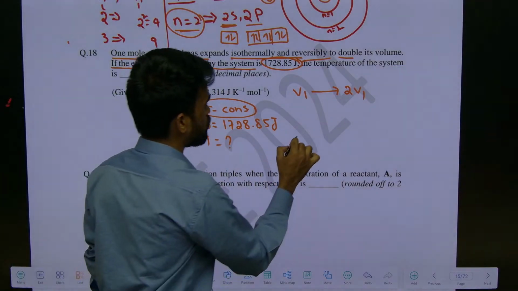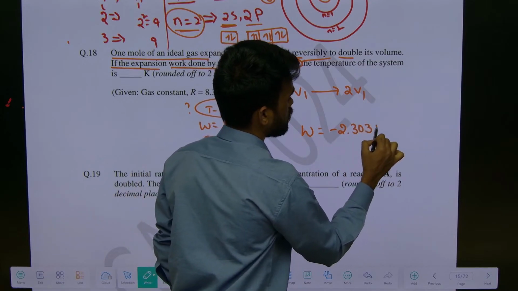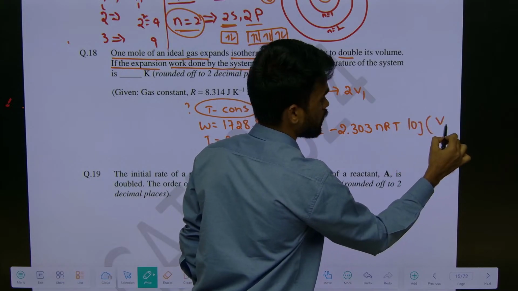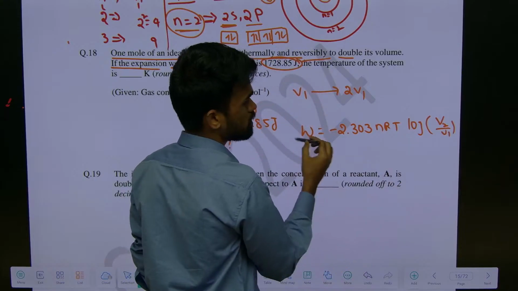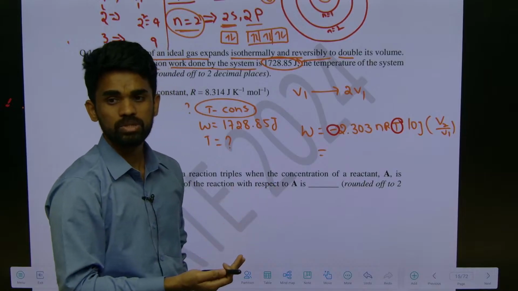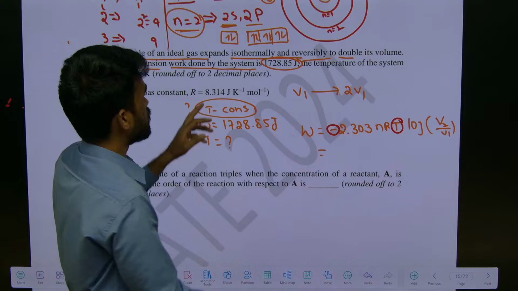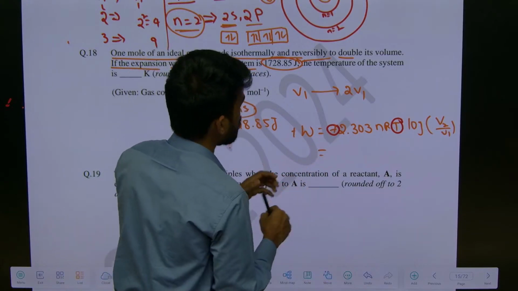So the work done formula is work done equals minus 2.303 nRT log V final by V initial, V2 by V1 we can write. Since we are finding temperature, no need to worry about the negative sign. That negative sign indicates the gas is expanding, work done by the system. Here also negative, this also negative, so you can remove it. So what are we going to get?